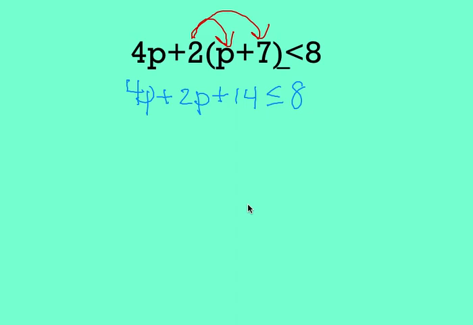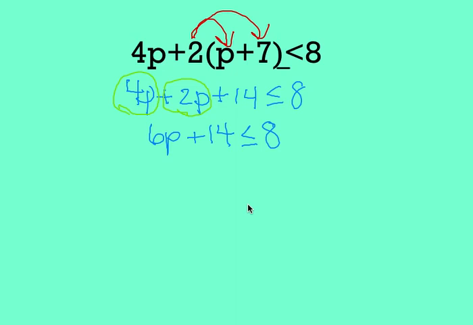Now over here on the left-hand side, I have 4p and positive 2p. Those would be like terms. So I need to go ahead and combine those just like we did with equations. So that gives me 6p plus 14 is less than or equal to 8.